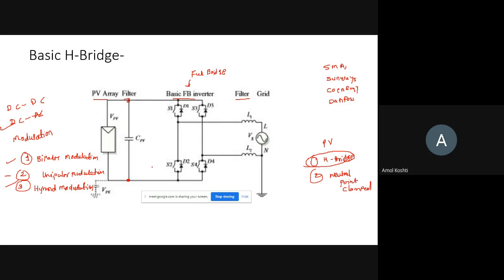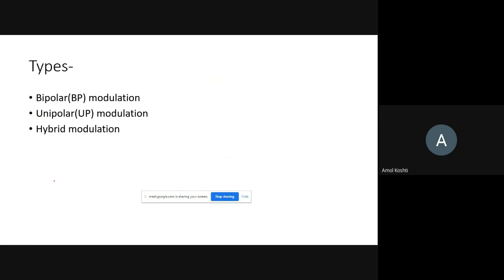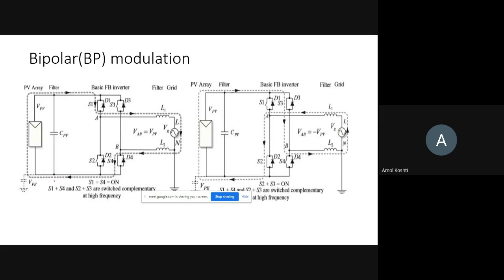Then we have to see, by producing the output using these three modulations, whether it is feasible to feed this to the grid or not. So we'll see one by one what happens in bipolar, what happens in unipolar, and what happens in hybrid modulation. So as I listed the types here, first we see the bipolar modulation.